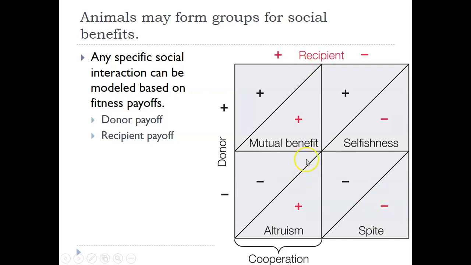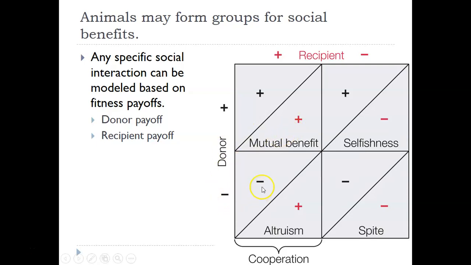Okay, so with that framework in mind, what we're actually going to focus on in this chapter primarily are examples of cooperation. So we'll start by talking about cases where there's a mutual benefit, so the doer and the recipient both benefit from the behavior. May not be immediate benefit, but they do both benefit from the behavior.